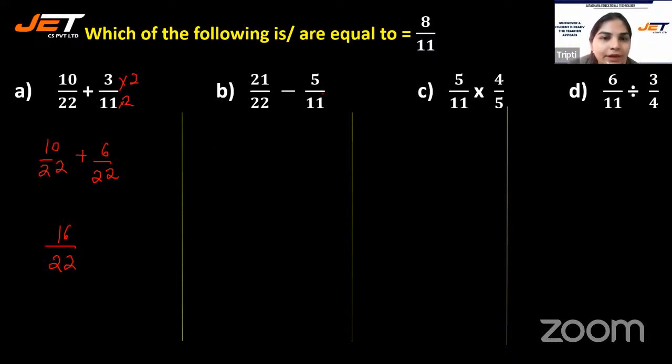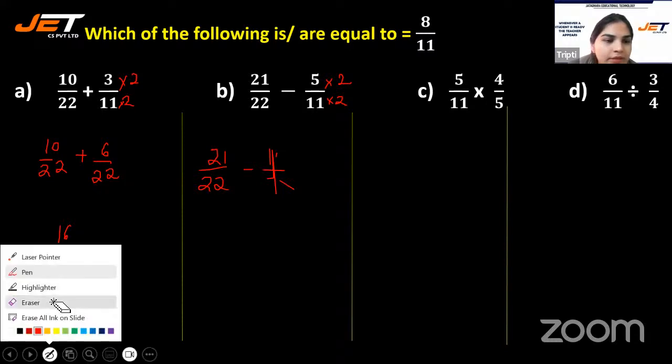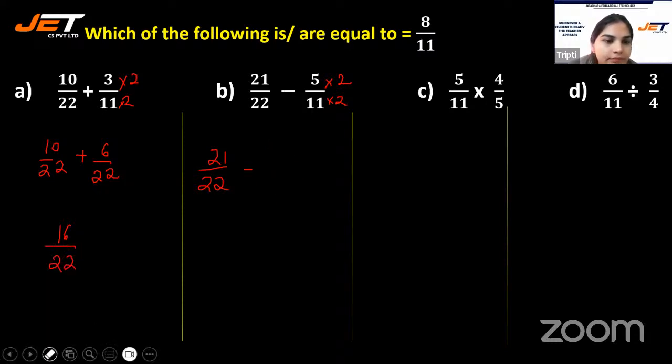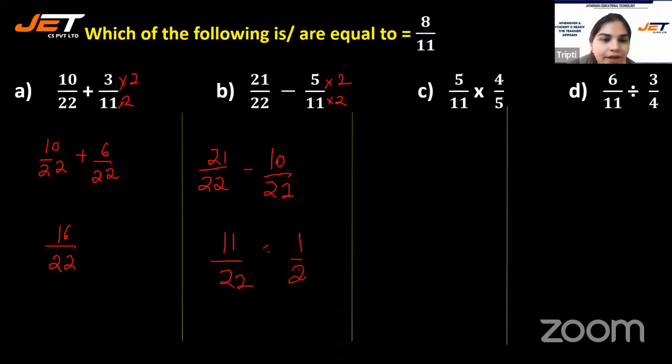Now 21 by 22 and 5 by 11. Here I'll just multiply it by 2. 21 by 22 minus 10 by 22. So here 10 by 22. 21 minus 10 is 11 by 22, which can be written as 1 by 2.